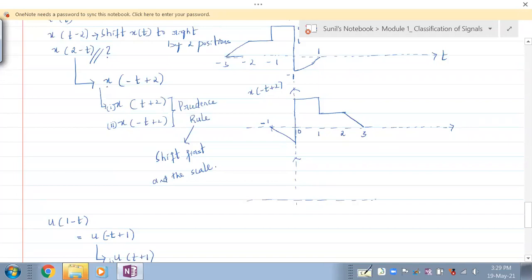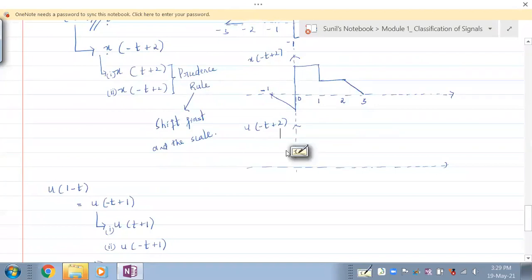So everybody first bring u of minus t plus 2. It is saying plus 2. I took it for plus 2, or no, sorry, it's plus 1 only. Plus 1 only. So it looks like this now.